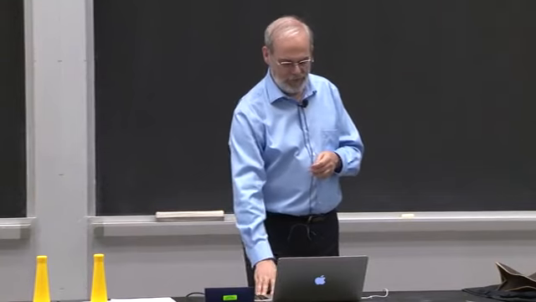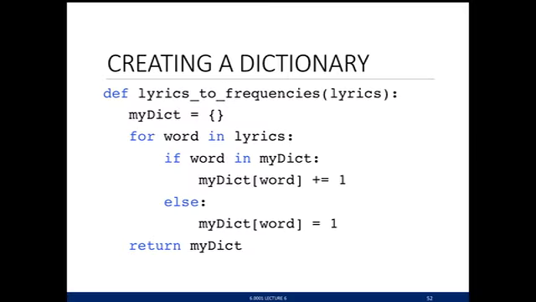So let's write the code to do that. It's also in the handout. Here we go. Lyrics to frequencies. Lyrics is just a list of words, strings. So I'm going to set up an empty dictionary. There's that open, close, curly brace. And here's what I'm going to do. I'm going to walk through all the words in lyrics. You've seen this before. This is looping over, for every word in lyrics.